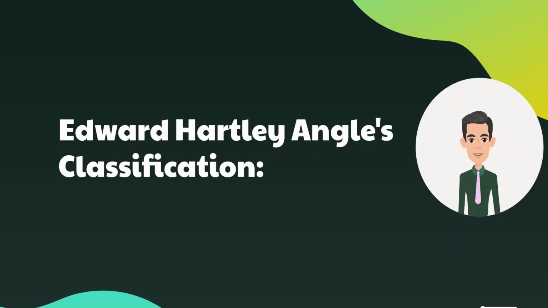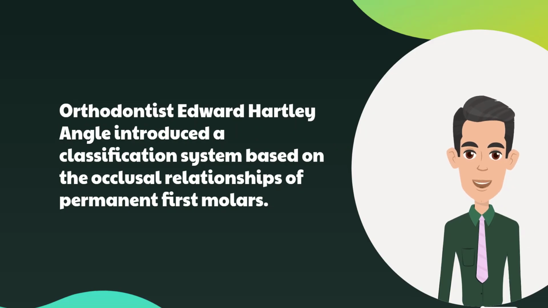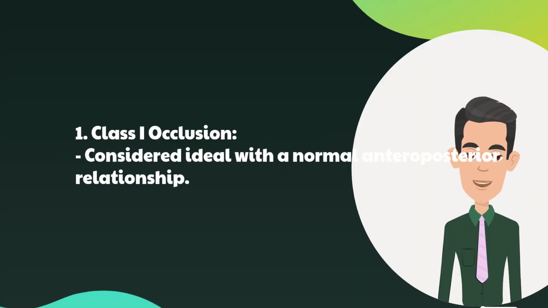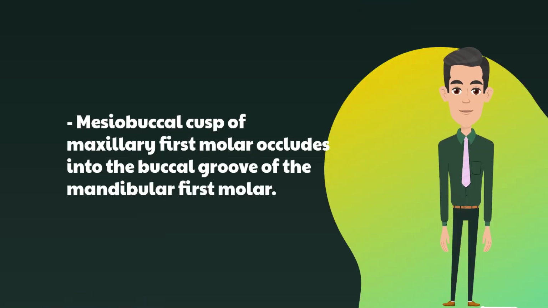Edward Hartley Angle's classification. Orthodontist Edward Hartley Angle introduced a classification system based on the occlusal relationships of permanent first molars. The classifications are as follows. 1. Class 1 occlusion, considered ideal with a normal antero-posterior relationship. Mesiobuccal cusp of maxillary first molar occludes into the buccal groove of the mandibular first molar.